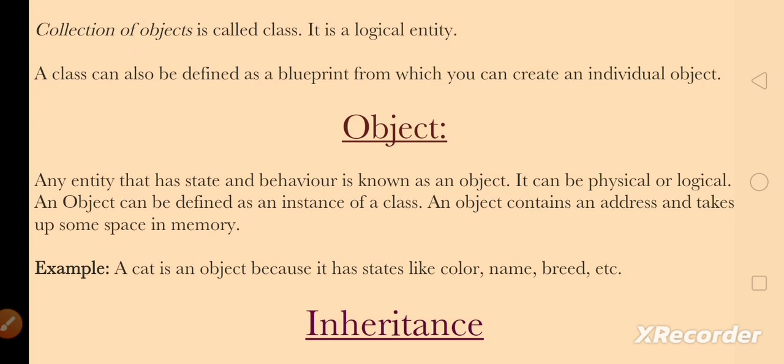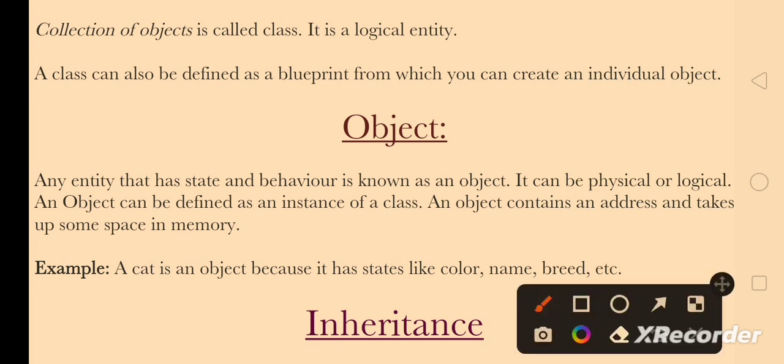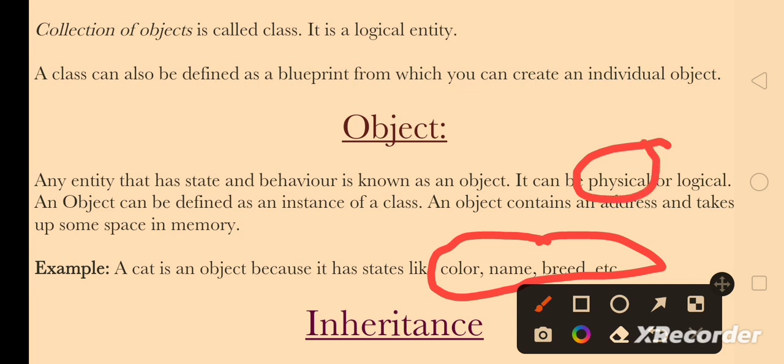Object: an entity that has state and behavior is known as an object. Anything that has some state or some behavior. For example, if we take the example of a cat or a dog, it has some characteristics like it has some color, it has some name, some breed, same as that. It can be physical or logical. An object can be physical, which we can see and touch. And it is logical, which we only imply or understand or feel.